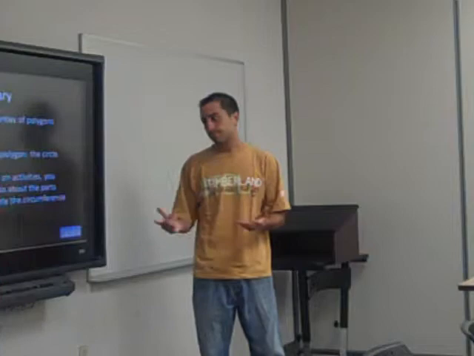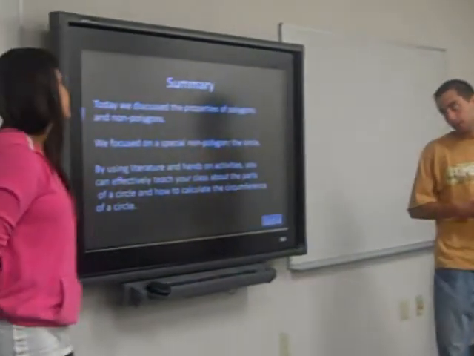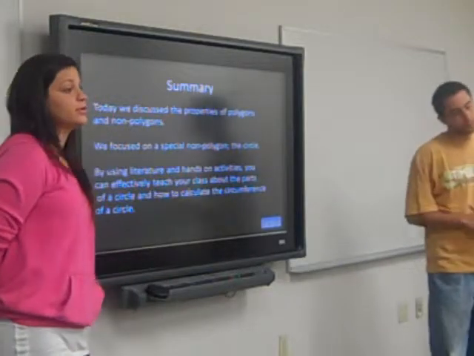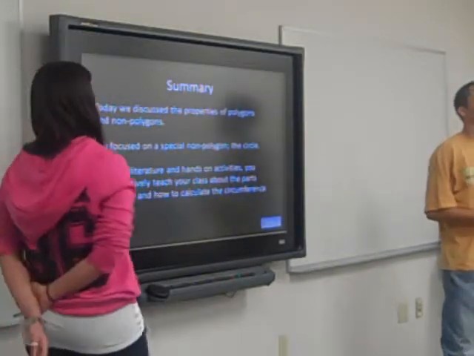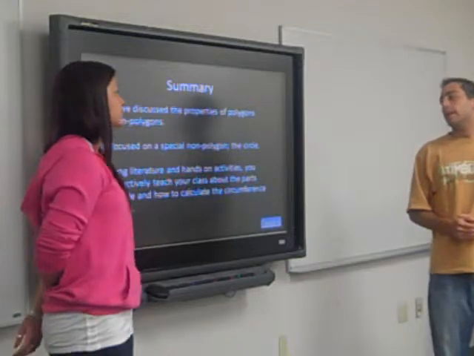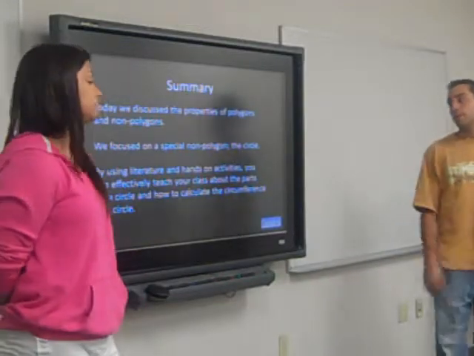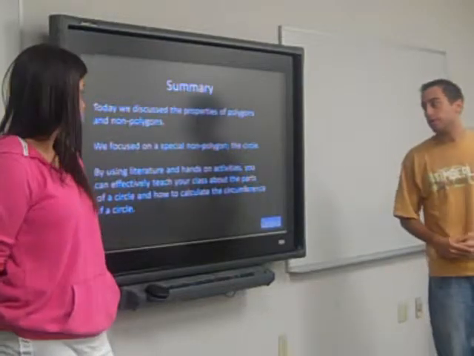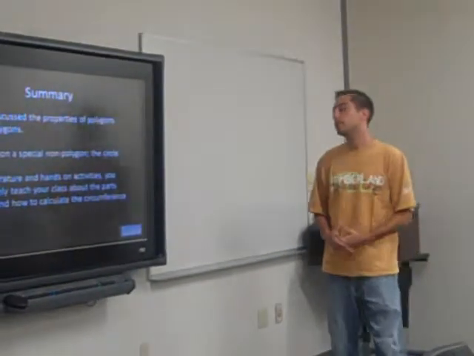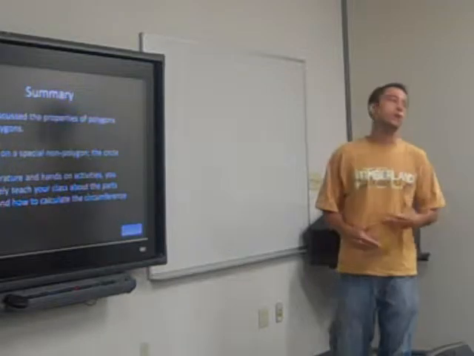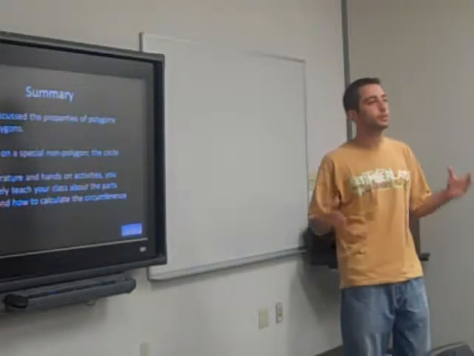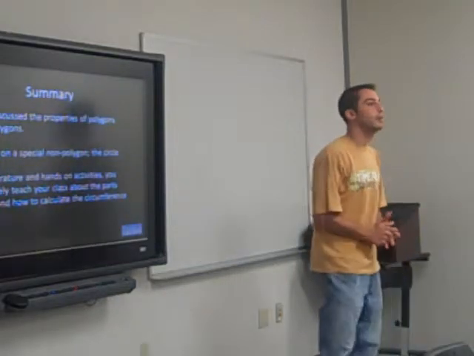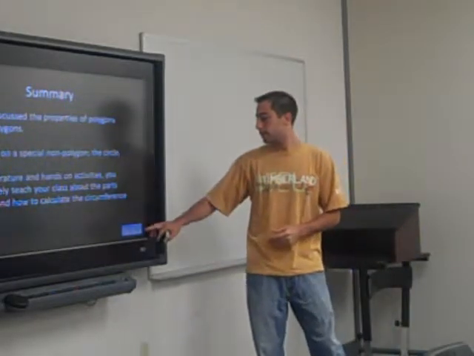So to summarize today, first we discussed the properties of polygons and non-polygons. We focused on a special non-polygon, the circle, because we didn't really talk about it that much. And most importantly, by using literature and hands-on activities like the one we did today, you can effectively teach your class about the parts of a circle and how to calculate the circumference of a circle. Again, just giving meaning to those random formulas up there through hands-on activities and literature.